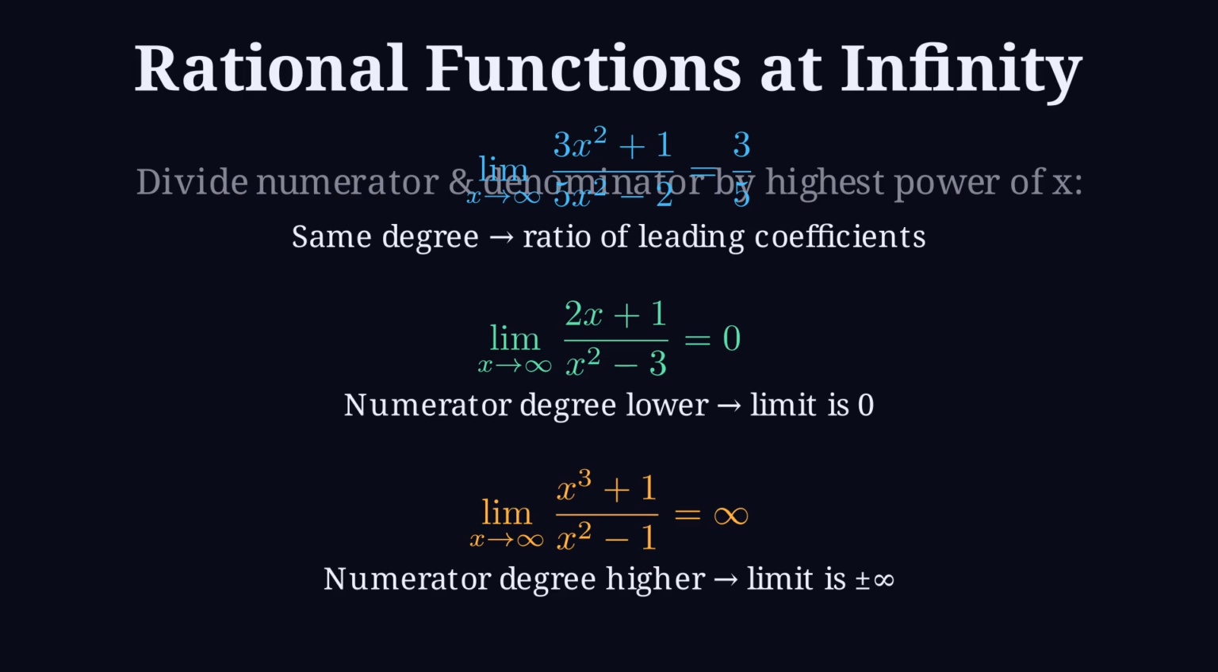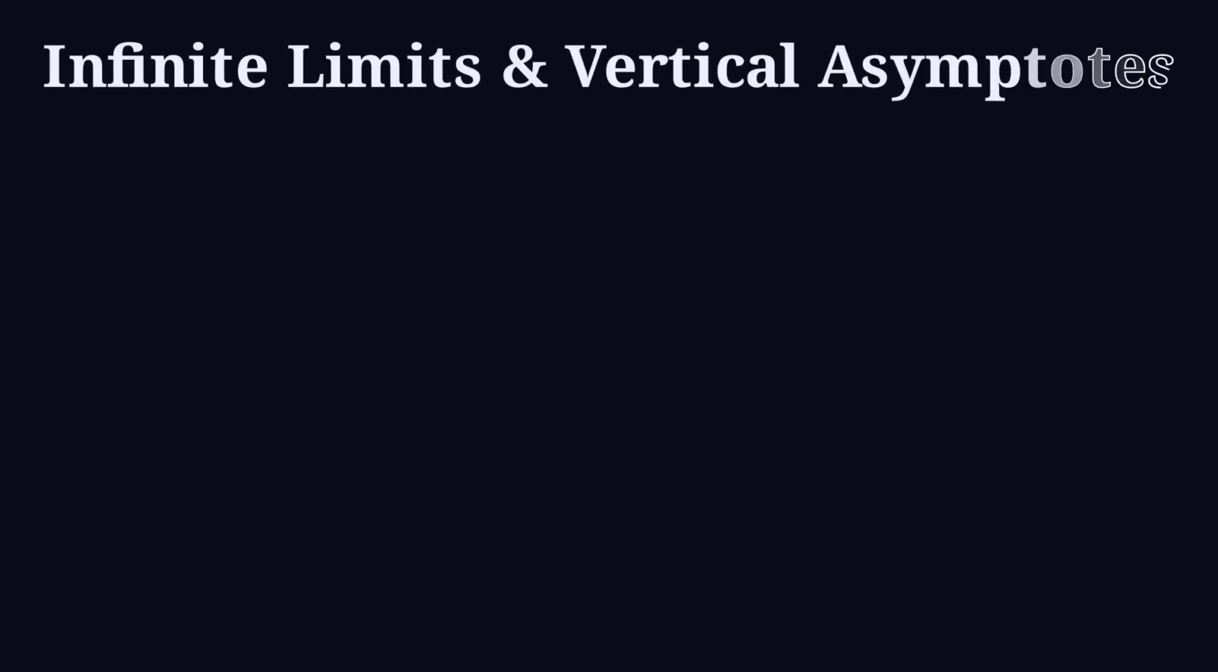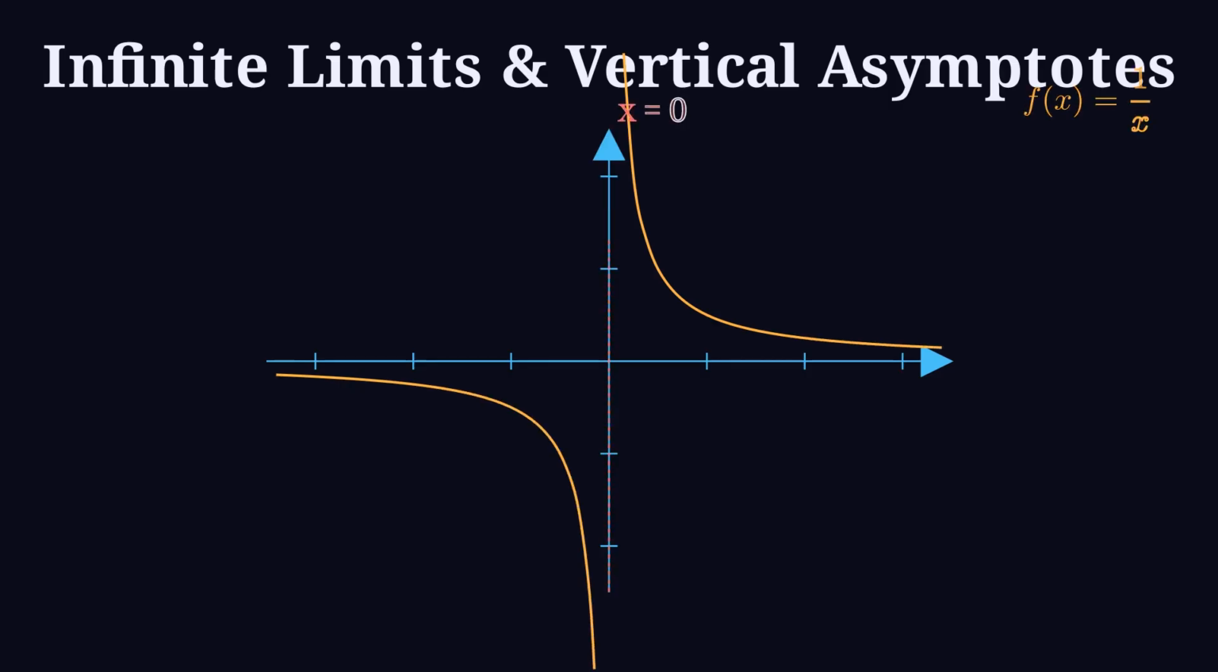The key tool here is the fact that 1 over x to the n approaches 0 as x approaches infinity for any positive n. Intuitively, as x gets enormous, any constant divided by that enormous number becomes negligible. It shrinks to 0. For rational functions, polynomials divided by polynomials, there is a clean pattern for limits at infinity. The trick is to divide every term by the highest power of x in the denominator, then use the fact that 1 over x to the n goes to 0.